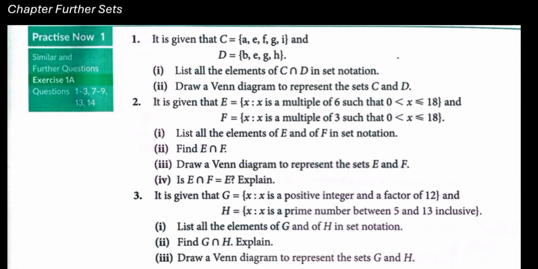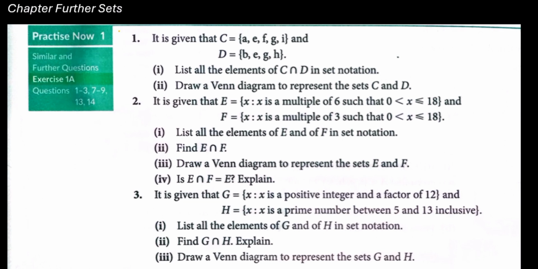This is the first practice now exercise that consists of these three questions. In question number 1 of this exercise, it is given that set C consists of elements A, E, F, G, I and set D is this. In the first part, we need to list all elements that lie in their intersection in set notation. And in the second part, we need to draw Venn diagram that represents the sets C and D separately.